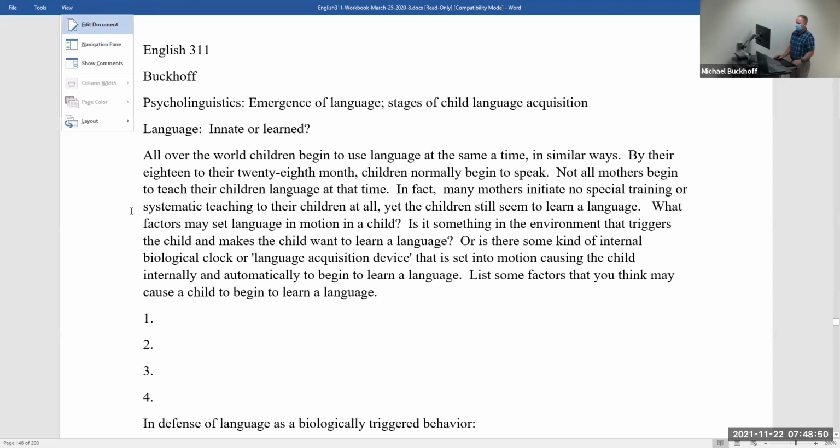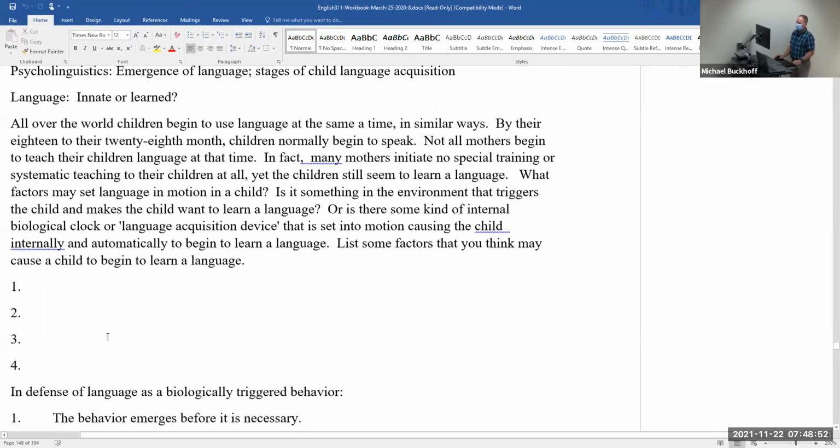Okay, let's see if we can get some ideas here. So initially, why do you think a child begins to learn the language? We'll put some ideas here and then we'll kind of go from there. I say environment. Okay.